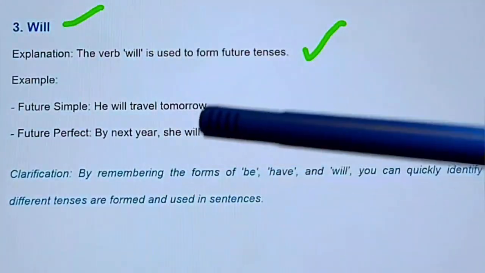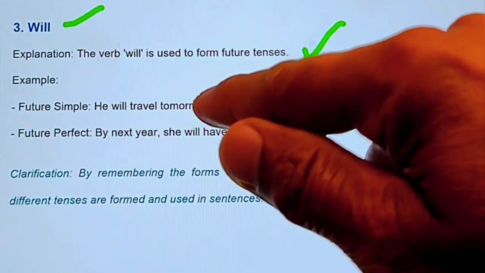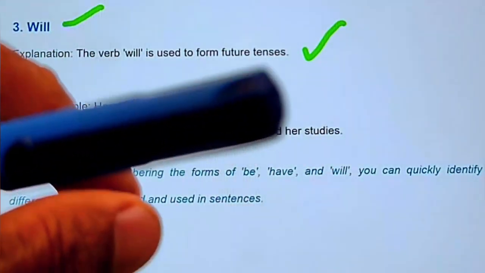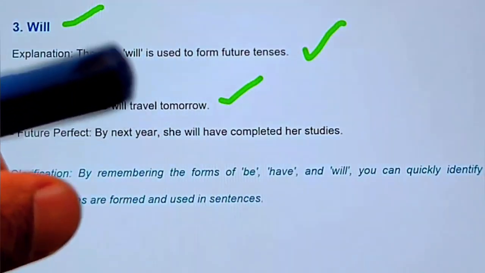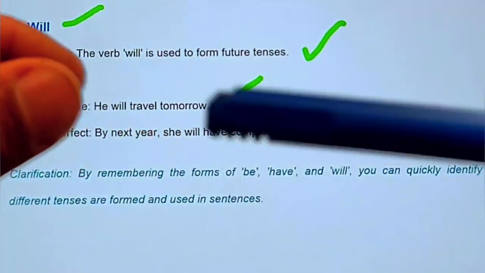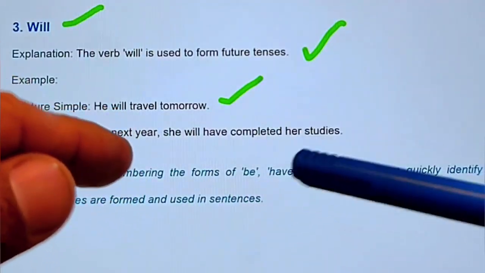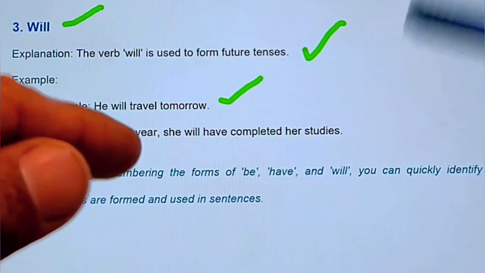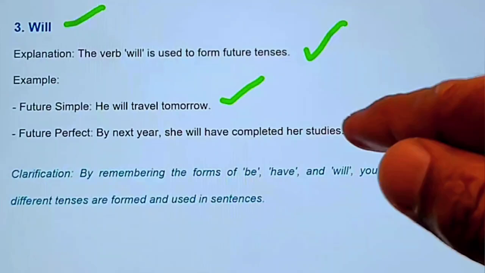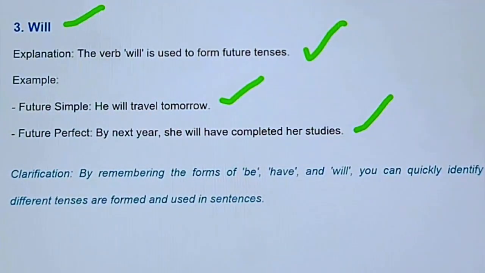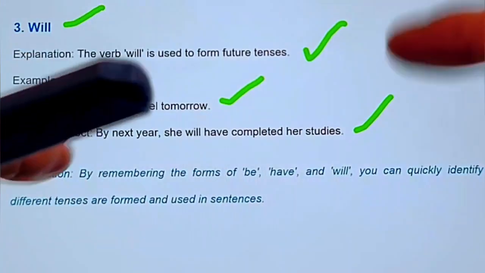Example, future simple: he will travel tomorrow. Very simple. This will be tomorrow, and tomorrow is future. And future perfect: by next year she will have completed her study. So when will her study be finished? By next year. Next year is the future, so this is the future perfect tense.